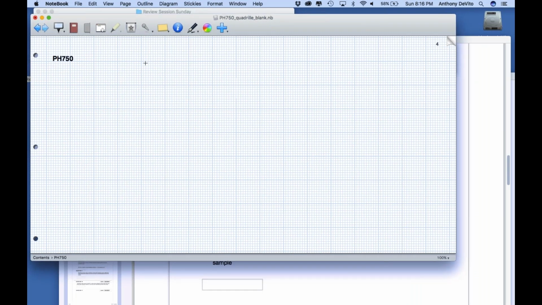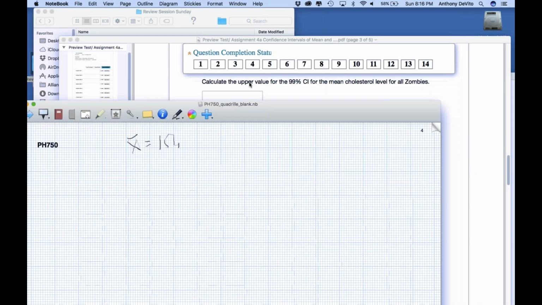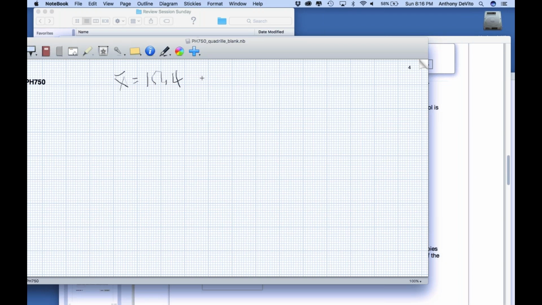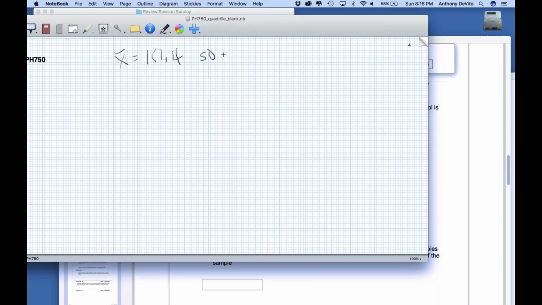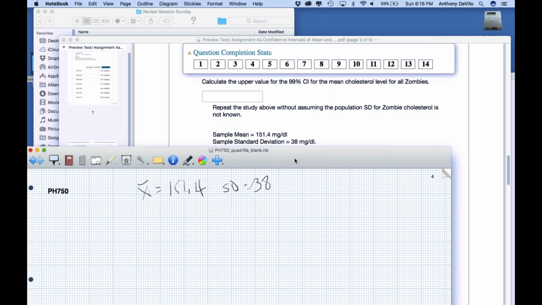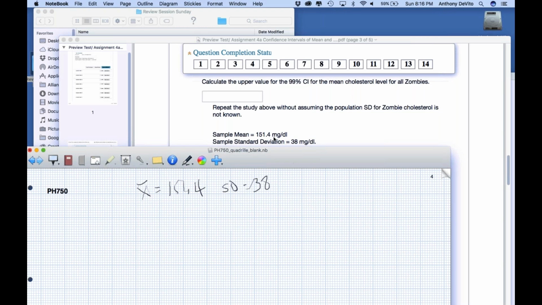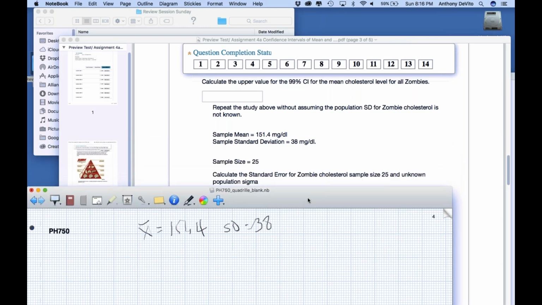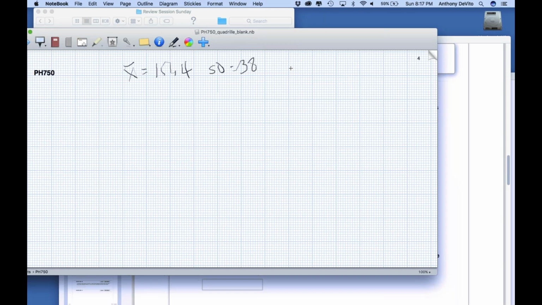This time, our mean from our sample is equal to 151.4, and our standard deviation from our sample is 38, just as before, same numbers. The only thing that's different now is that that's the sample standard deviation. That's not the population standard deviation. So that's an extra element of uncertainty. We're getting it from the sample, not from the population. Our sample size is 25.